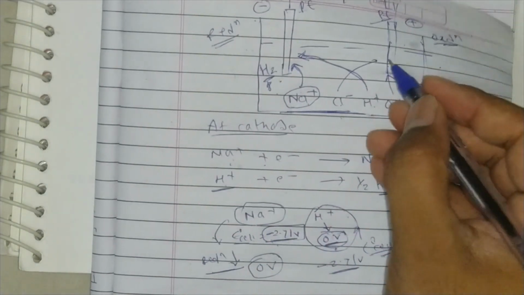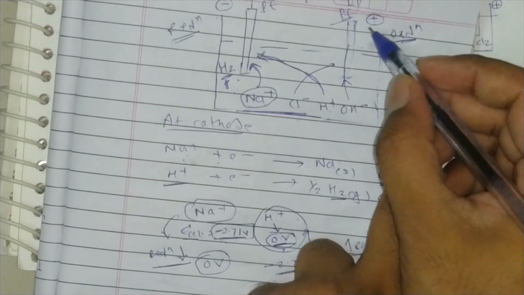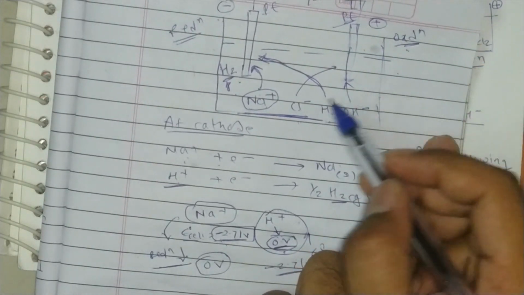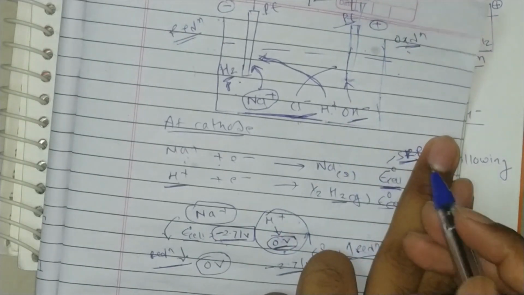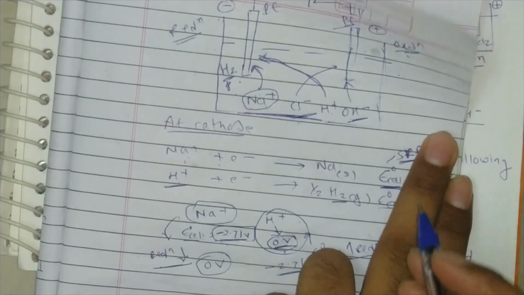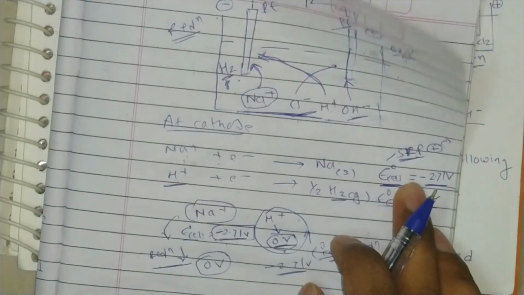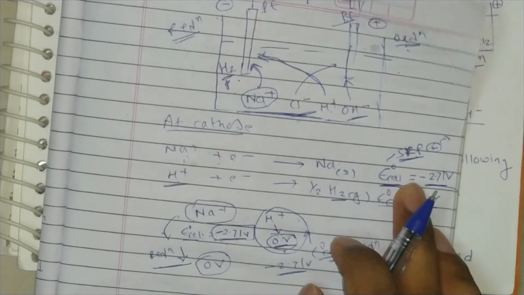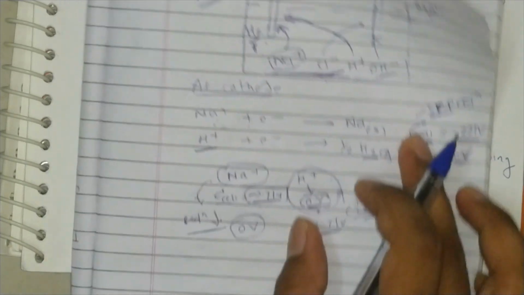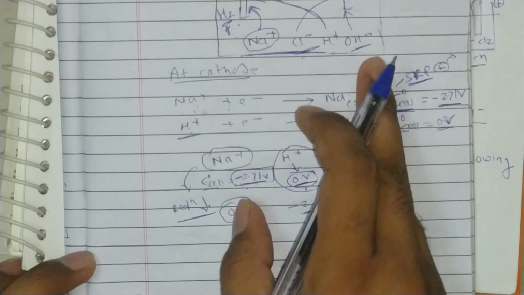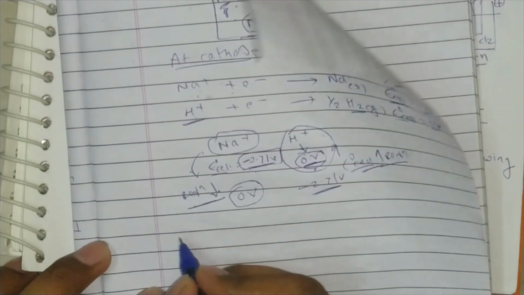So what will happen at the anode? At the anode there is a competition for oxidation, because at the anode oxidation happens. The competition is between the Cl minus ion and the OH minus ion. Which is going to be oxidized preferably, Cl minus or OH minus ion? That depends on their electrode potential, right? So we are going to look at the standard reduction potential of the Cl minus ion and OH minus ion reactions.